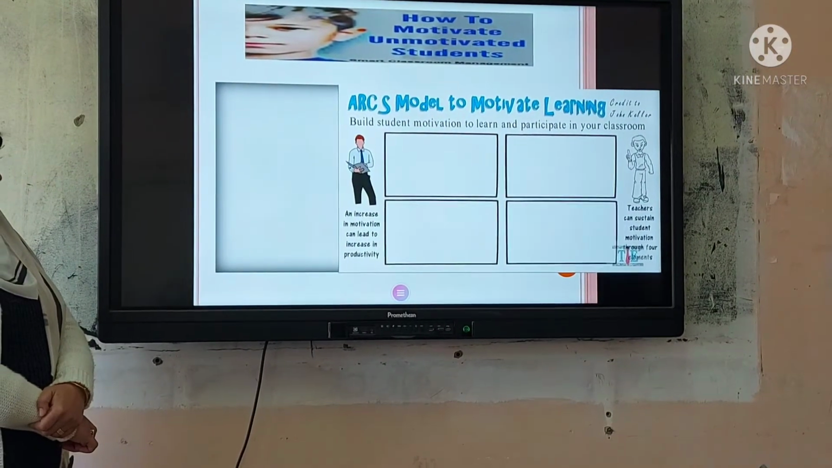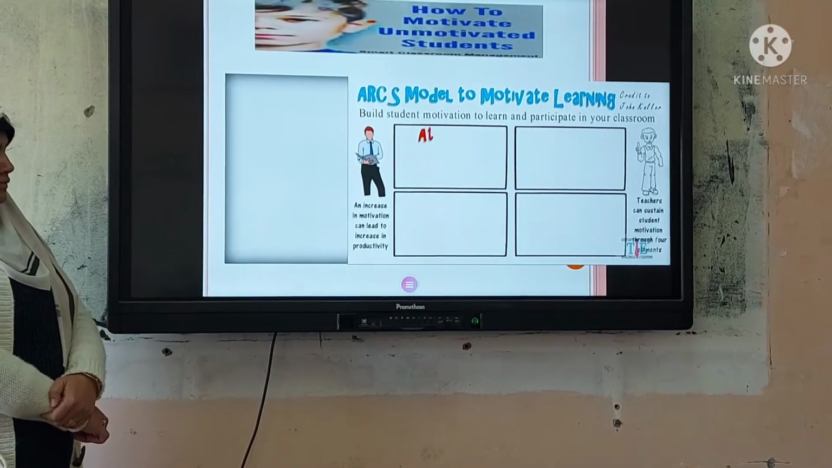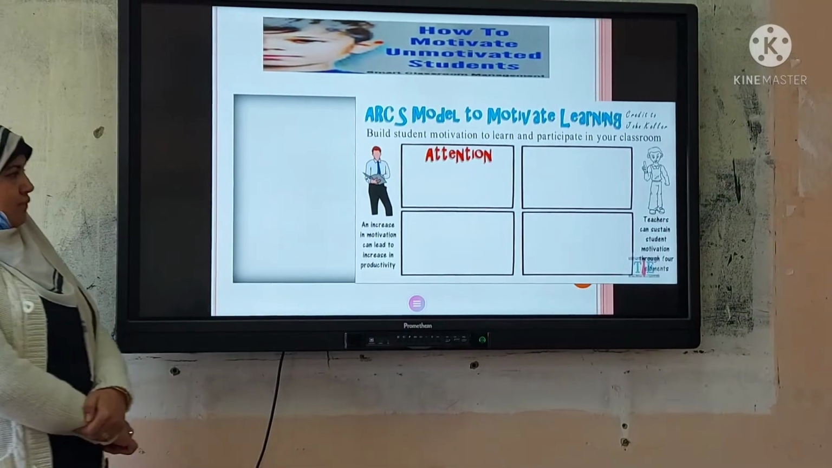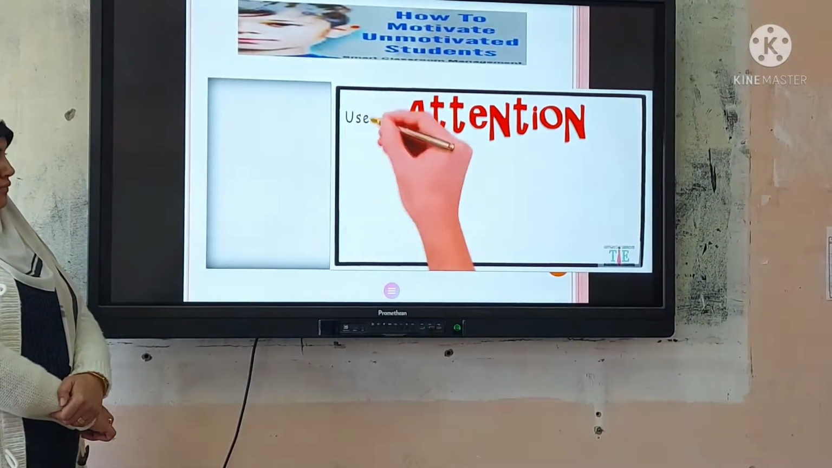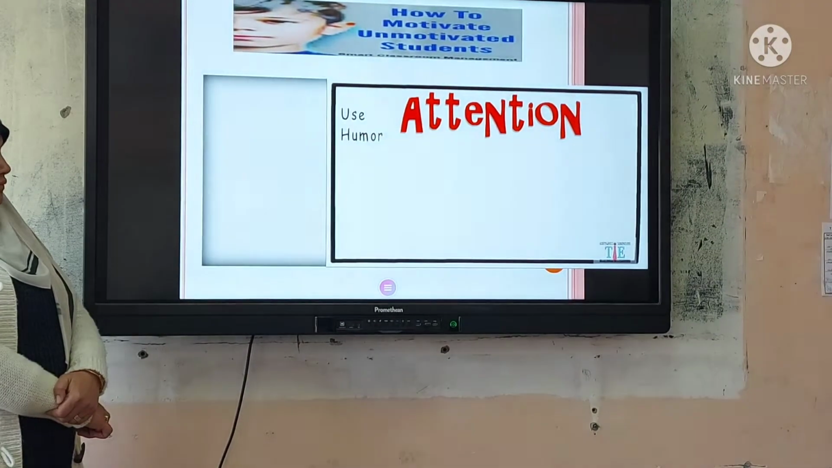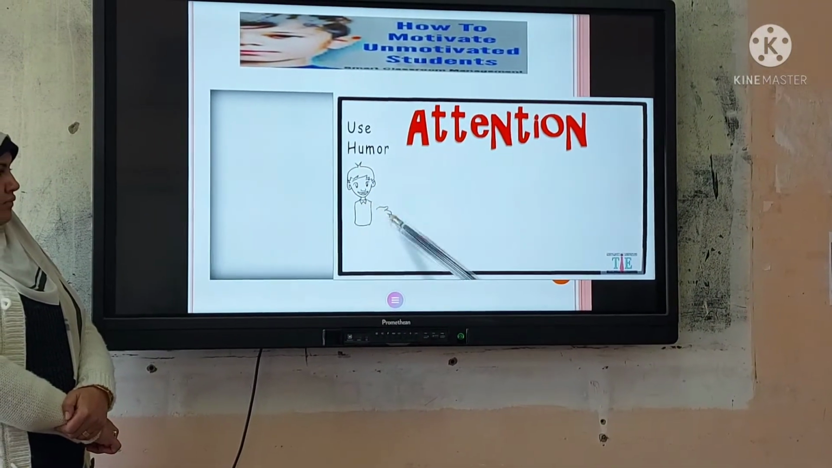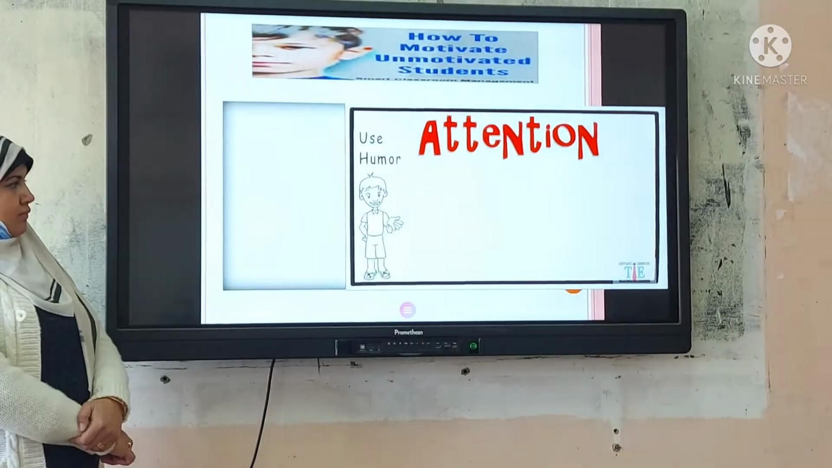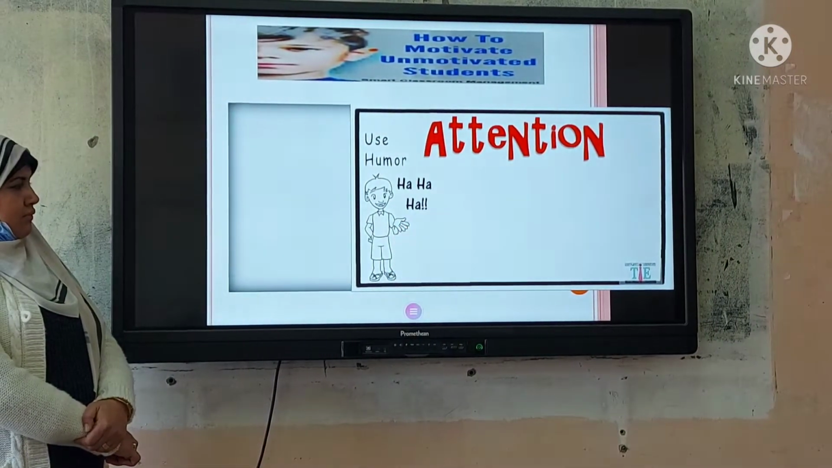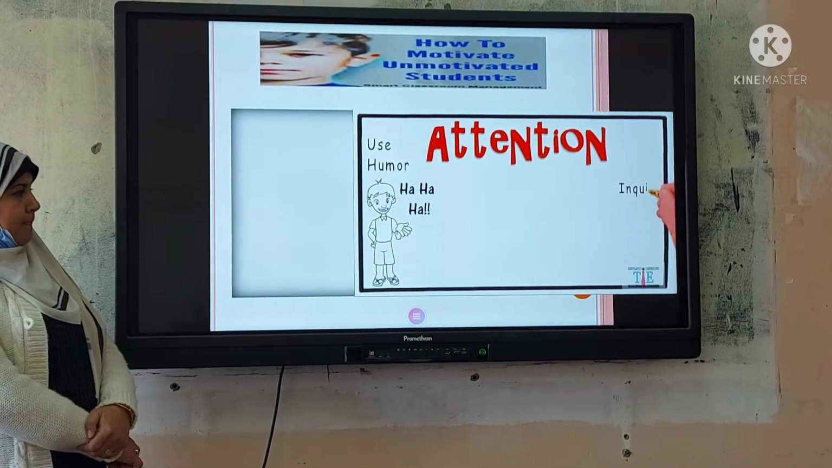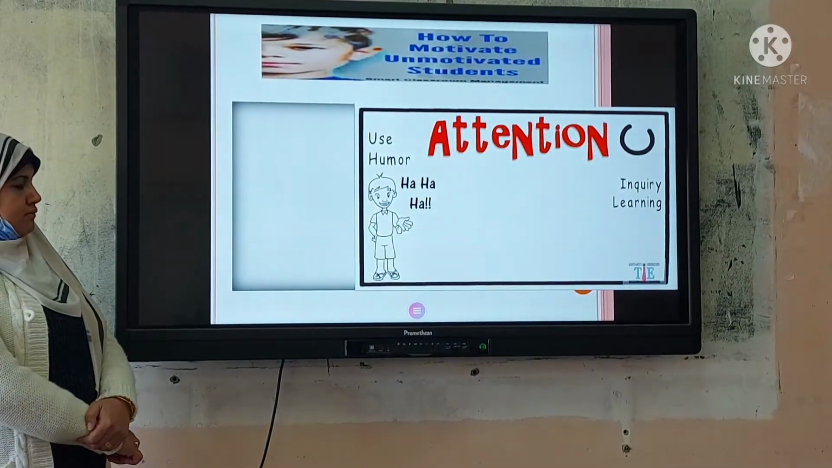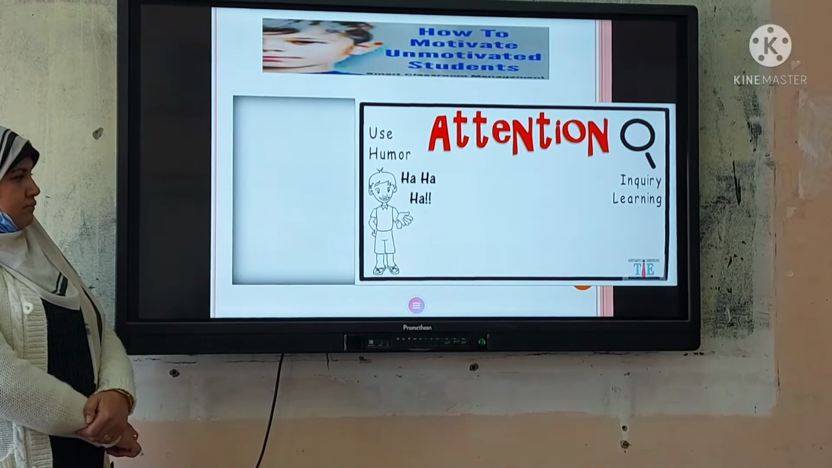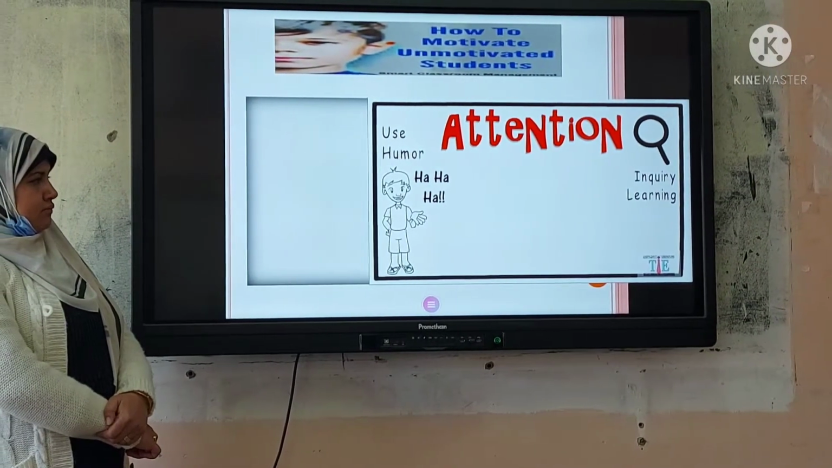Each box will house one of Keller's elements. First up is the A from ARCS, which stands for attention. One way to get their attention is to use humor. There's nothing wrong with adding a laugh in every once in a while. Inquiry-based learning methods will inherently keep your students' attention. Present students with an interesting dilemma or problem to solve and watch them get excited.